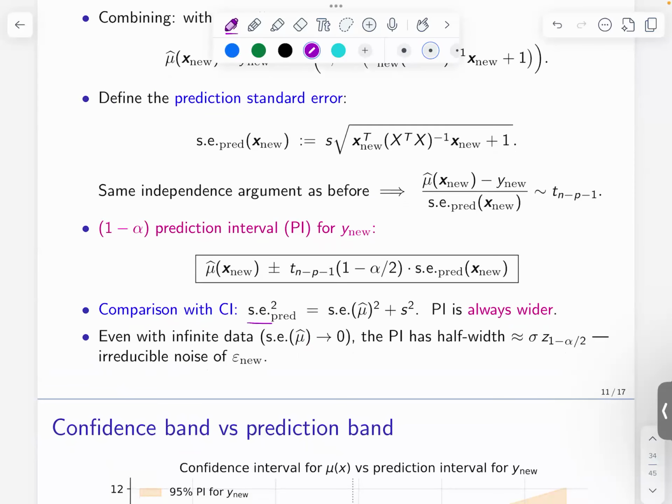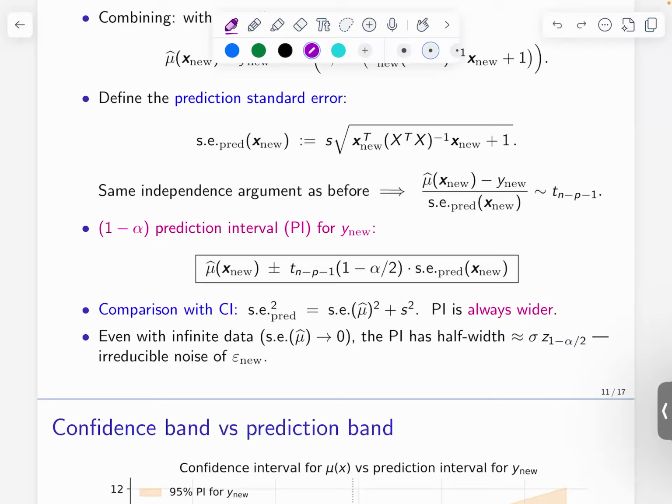In other words, another way of writing it is that you have a standard error of prediction squared, which is the standard error of mu hat squared plus sigma squared. As you get infinite data, this first half is going to go to zero. The second piece doesn't go to zero. And you can also see it's always wider because this is always going to be bigger than this. The square root is always bigger because sigma squared is always non-negative. So the prediction interval is always wider. And even if you have infinite samples, it's not going to shrink to zero. You need at least one standard deviation of noise to capture the new noise.